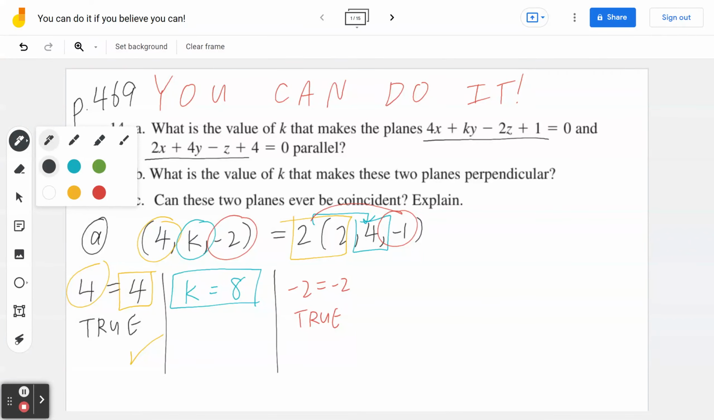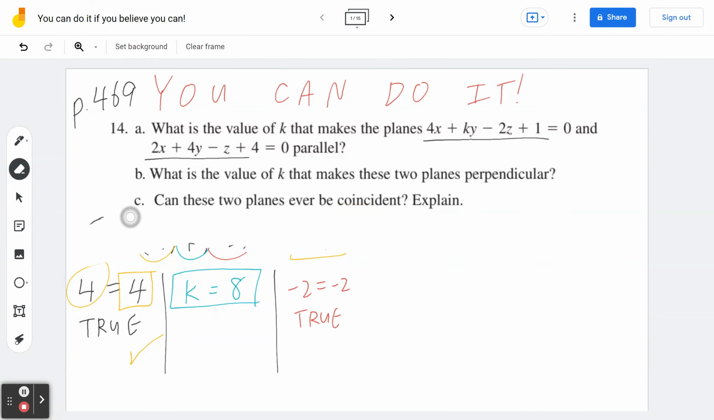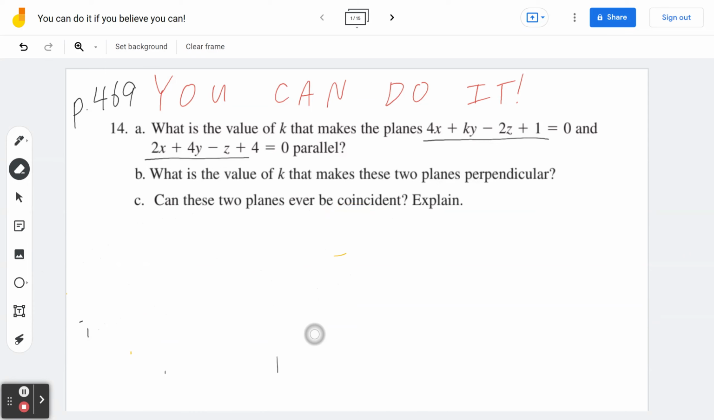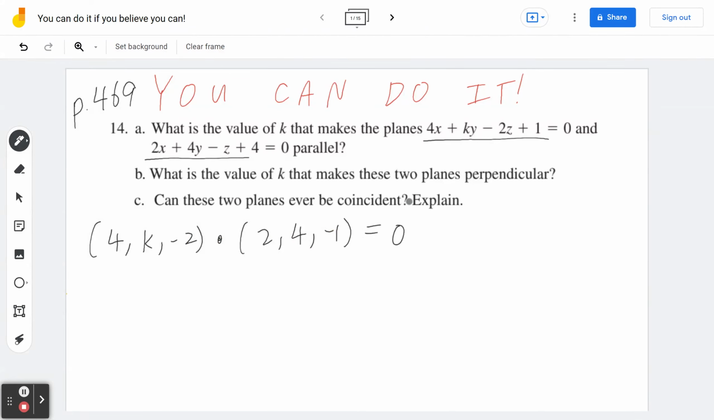Part B: what happens if the two planes are perpendicular? What is the value of k? Again, I'm going to erase this to maximize the space. This is how you do it. If they are perpendicular, the dot product must be 0. So going back to the first normal, (4, k, -2), and the second normal, (2, 4, -1), when you dot the normals, they must be 0. This is why they're 90 degrees apart.